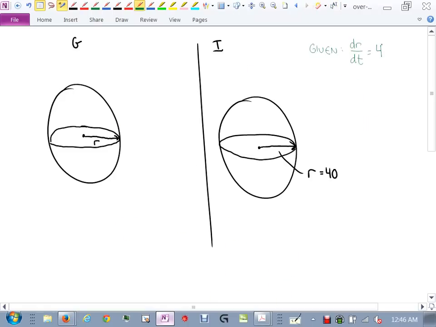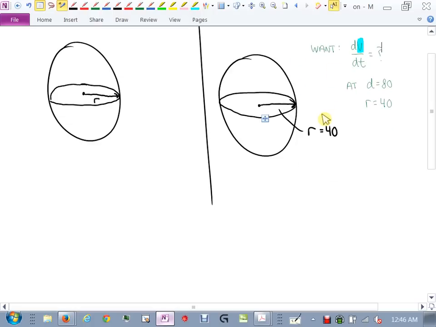4 millimeters per second. I want to know how fast the volume of the sphere is changing. So dV/dt, volume. And I want to know exactly what that rate of change is at exactly the moment that the diameter is 80, but that's the same as saying when the radius is 40. So now I need to come up with an equation that relates my radius and my volume of my sphere together.